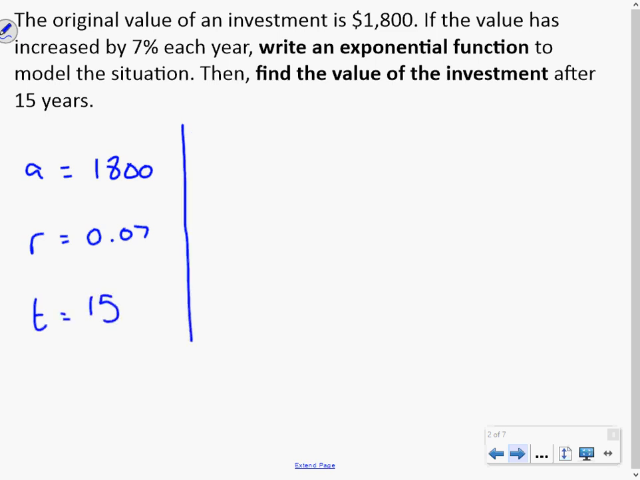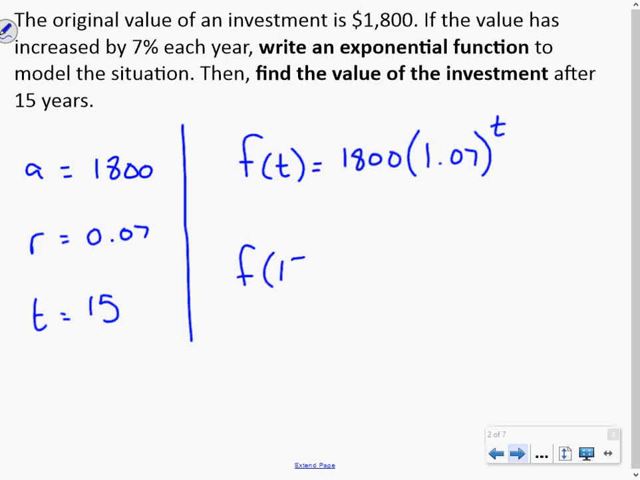So let's plug in everything. If we're just writing a general formula that could represent this, we're not going to be plugging in anything for t yet. So it would just be our initial amount of 1,800, and then we have growth, so it's going to be 1 plus 0.07 raised to the t power. We could use this formula to find the value of the investment after any given number of years. If we want to know specifically after 15 years what the value is, then we just have to plug 15 in. So we're just evaluating the function at that particular t value.